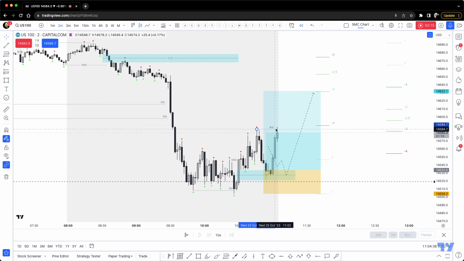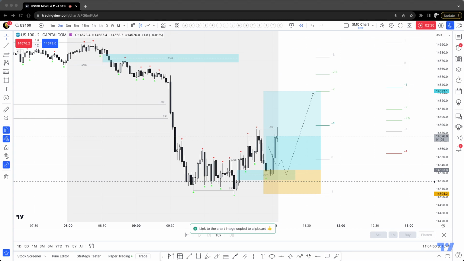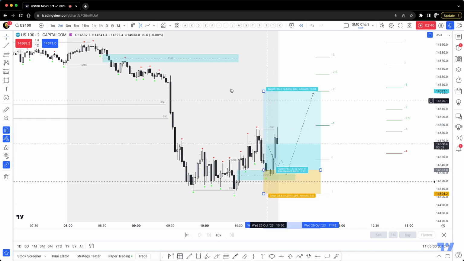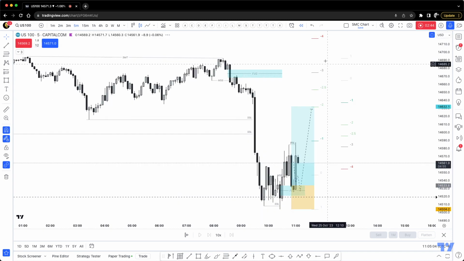Hold on. All right, sweeping this buy side. Watch out for that. I'm gonna go ahead and take a screenshot here, and I'm gonna send this to the team. Hold on. Yeah, look at that. Nice. All right. Anyways, so let's go ahead and jump into the actual setup.